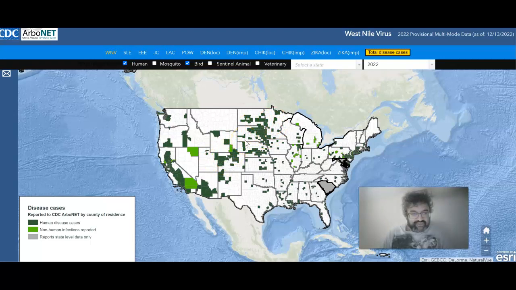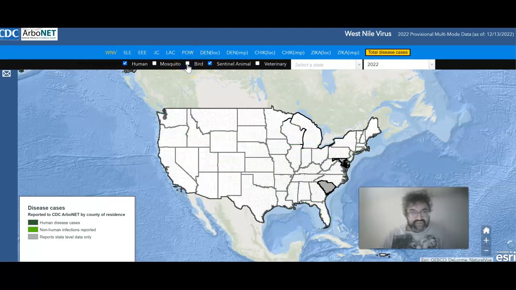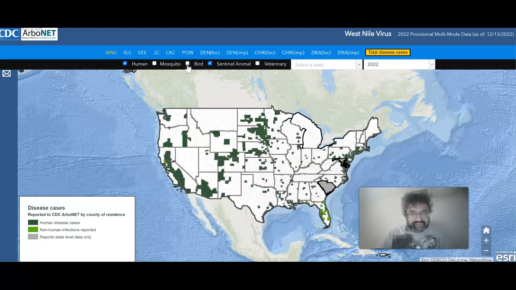And non-human infections are also important to keep into account. So light green is non-human infections. Then we look at the sentinel animal rather than the bird. So it could be any area. So these are all human cases.